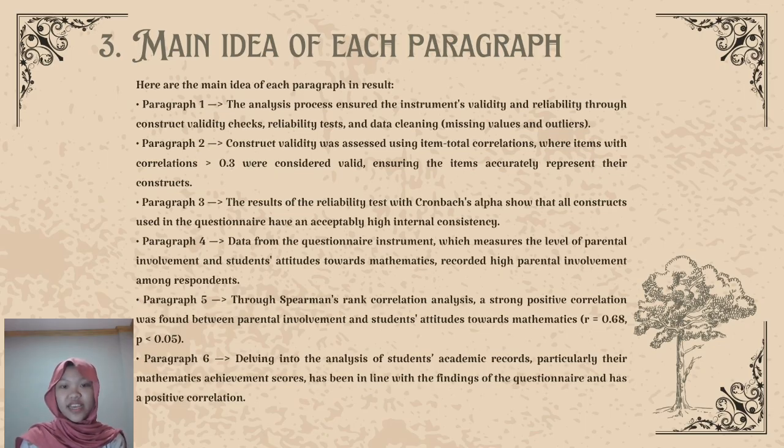were considered valid, ensuring the items accurately represent their constructs. In paragraph 3, the main idea is the result of the reliability test with Cronbach's alpha shows that all constructs used in the questionnaire have acceptable, high internal consistency. In paragraph 4, the main idea is data from the questionnaire instrument, which measures the level of parental involvement and students' attitudes toward mathematics, recorded high parental involvement among respondents.